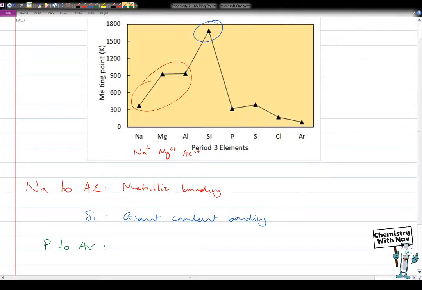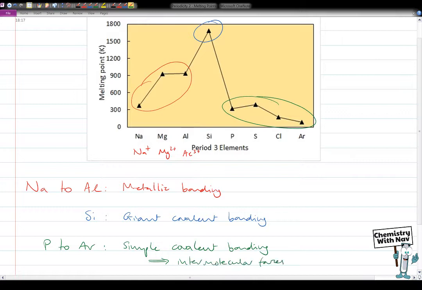After silicon, though, you have these 4, and there are simple covalent structures in place, which basically means that there are molecules, and if you have molecules, then you must have intermolecular forces. And because we have an element here, or all 4 of these are elements, there's going to be no hydrogen bonding, and there will be no permanent dipoles. So the only thing that we're relying on is the London dispersion forces, or the van der Waals forces.